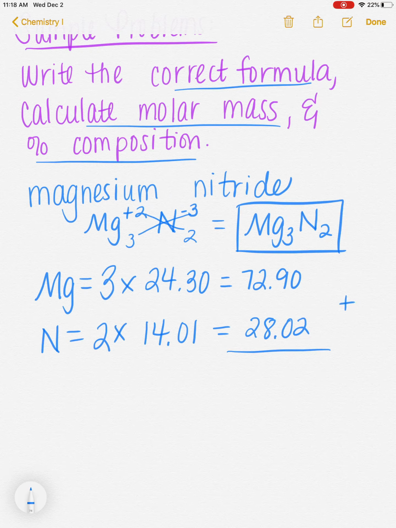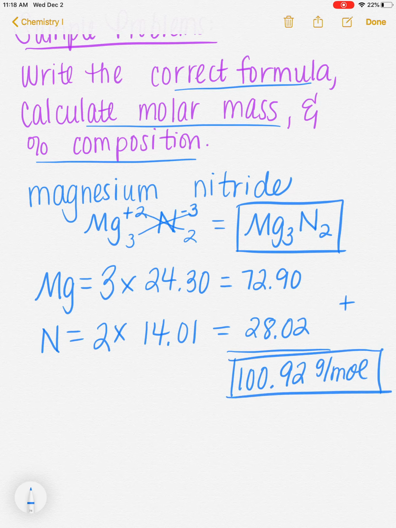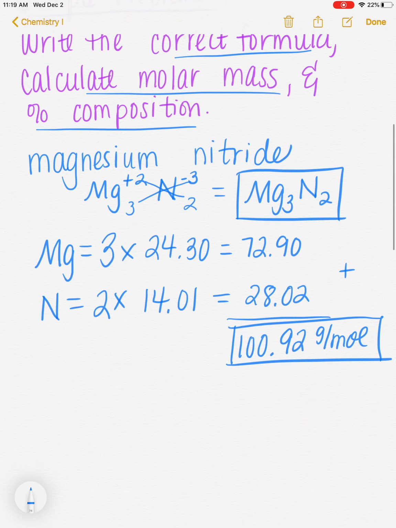Now, what we must do to find the total molar mass of magnesium nitride as a compound is to add these numbers together. So when you take 72.9 plus 28.02, I get a total mass of 100.92, and we would label that as grams per mole. So what that means is every 1 mole of magnesium nitride is going to have a mass of 100.92 grams.